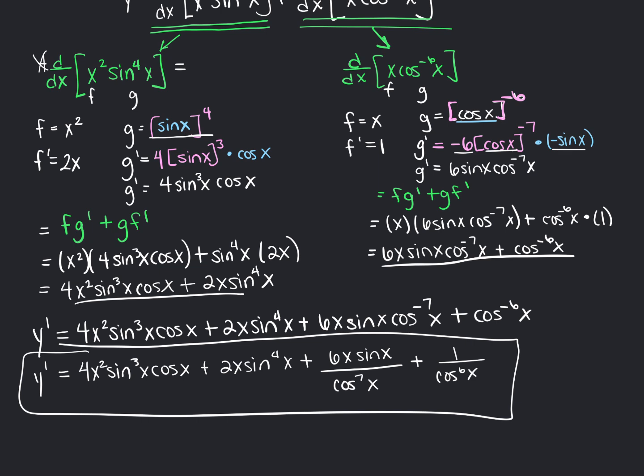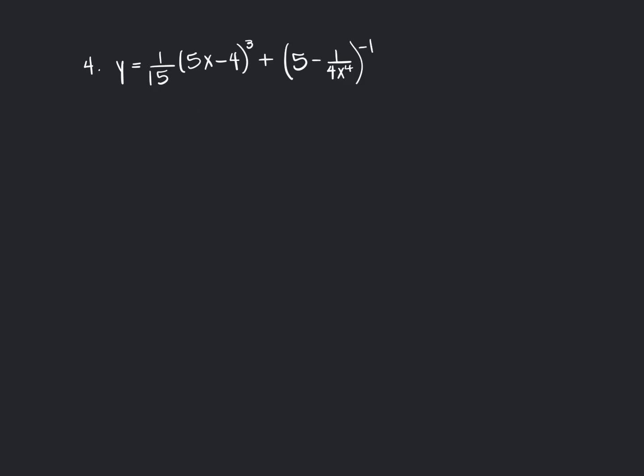Maybe one of the terms, but not both. That's just too much to me. Okay, number 4, we have y equals 1/15 times (5x minus 4) cubed plus (5 minus 1 over 4x to the 4th) to the negative 1. Okay, so unlike the last problem, this is just that sum and difference rule, okay?